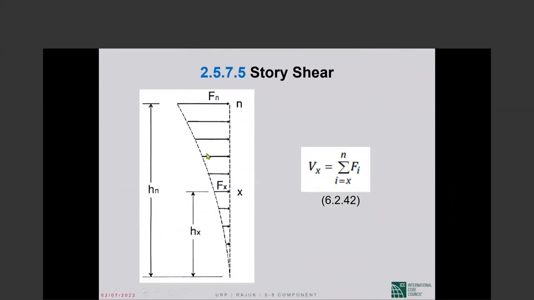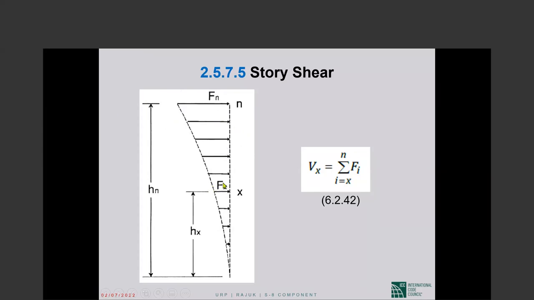Once you have distributed V, you don't have the base shear in the picture anymore. What you have are those F sub X forces at the various floor levels. Quite often, we look at and talk about the story shear V sub X. The story shear here in this top story is the top force F sub N. The story shear here is the sum of the top two forces. The story shear here is the sum of the three forces above.